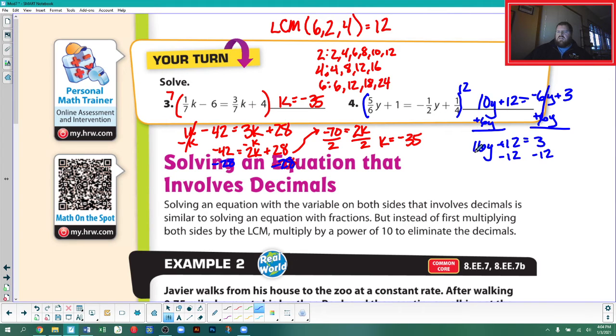Just double checking some things. Yep. So subtract 12 from both sides and I get 16y is equal to, that looks like a negative 9. And yeah, divide both sides by 16. And y equals negative 9 over 16.